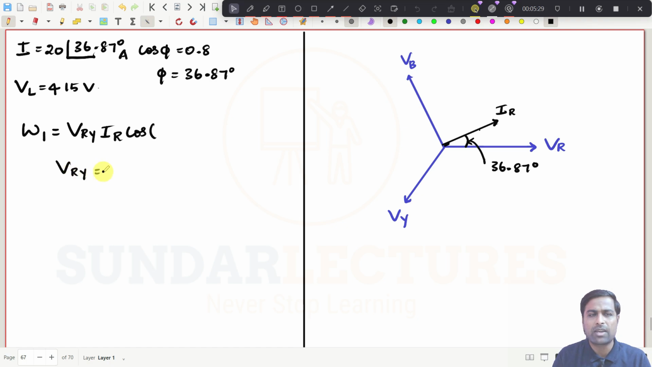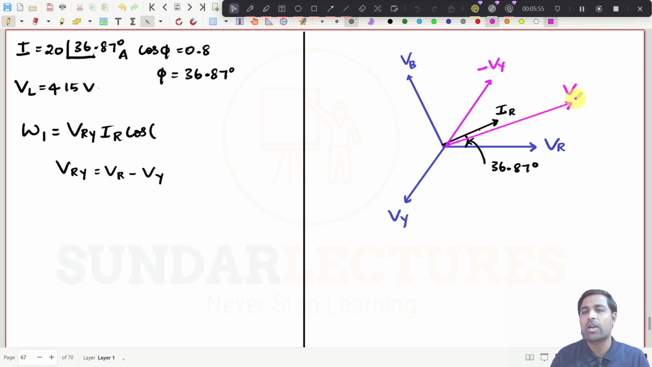We know VRY is equal to VR minus VY. And I have VR already. VY I need to draw, right? You just draw like this. So see this one. This is minus VY, and if you add these two, it may come like this. This is nothing but what I am calling VRY. And what is the angle between these two now? This is 30 degree, right?